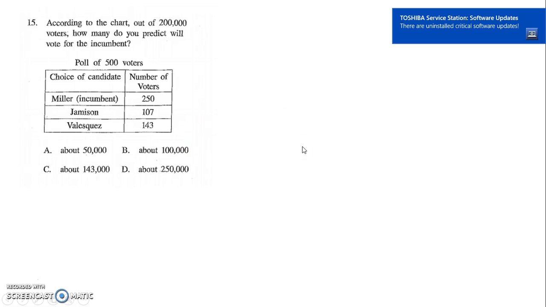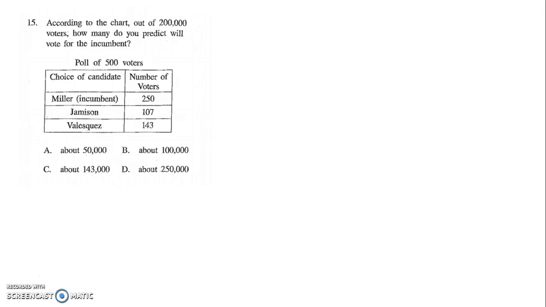It says, according to the chart, out of 200,000 voters, how many do you predict will vote for the incumbent? So they give us this chart, and they took a poll, and they polled 500 voters. So if I added these numbers up, 250 plus 107 plus 143, I would get the 500 voters that they polled. And we want to predict how many out of 200,000 would vote for the incumbent.